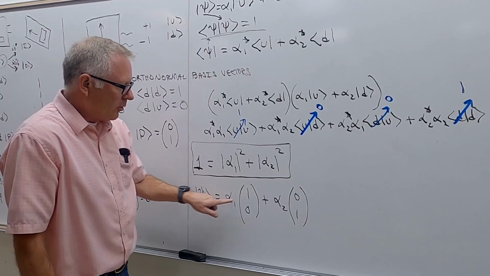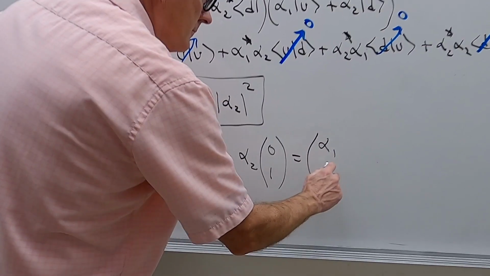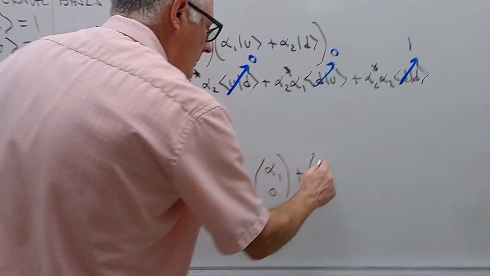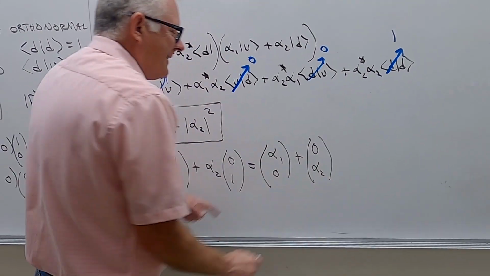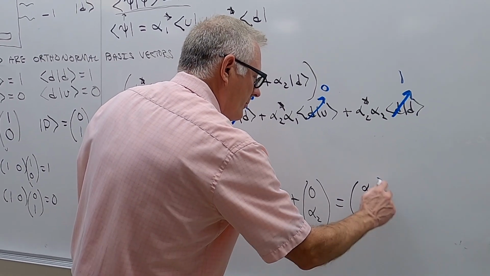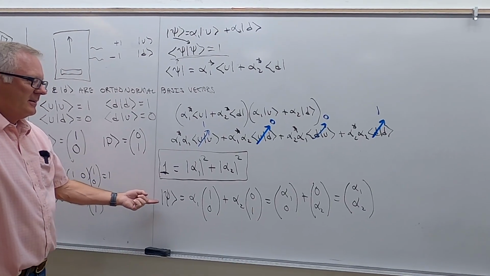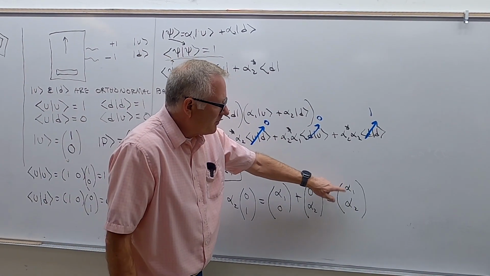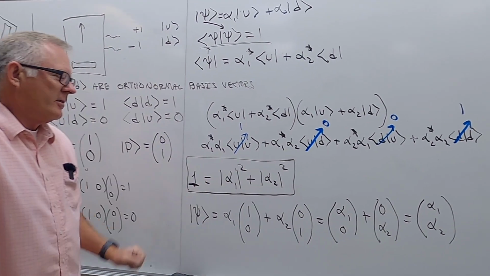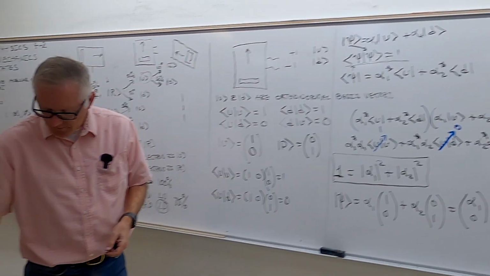Okay, and then I can multiply this in. This is alpha 1, 0. Plus, and then this is 0 alpha 2. And then I can actually combine these two together. That's just alpha 1 alpha 2. Well, if I want this to be normalized, that means the magnitude of this squared plus the magnitude of that squared has to equal 1. That's exactly what we said right here. So you can do it either this way or this way. Either way.